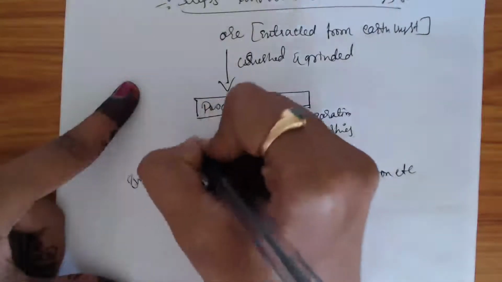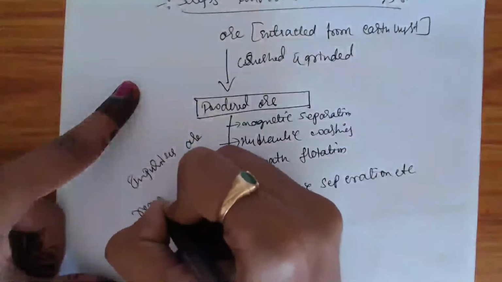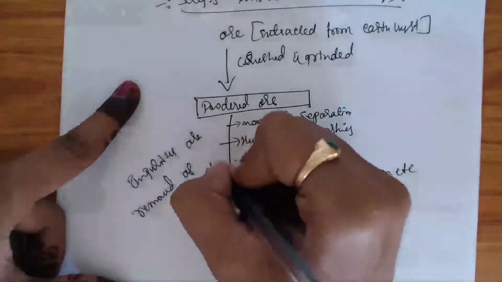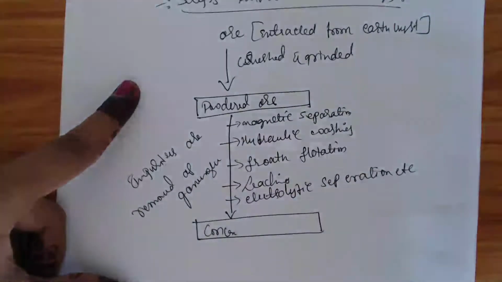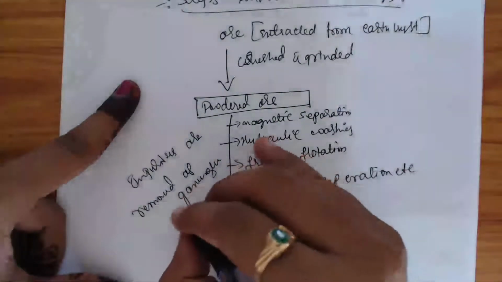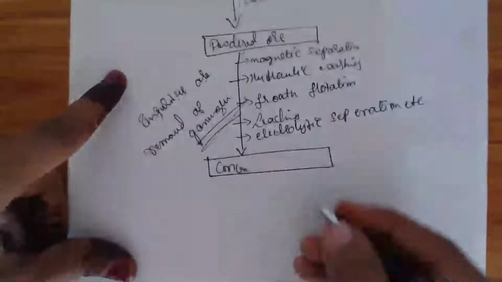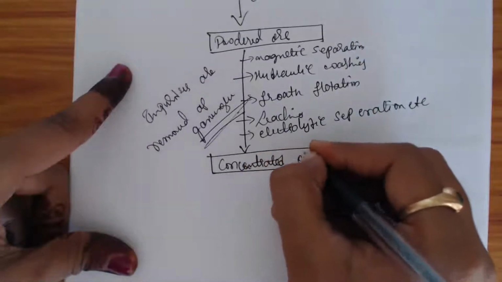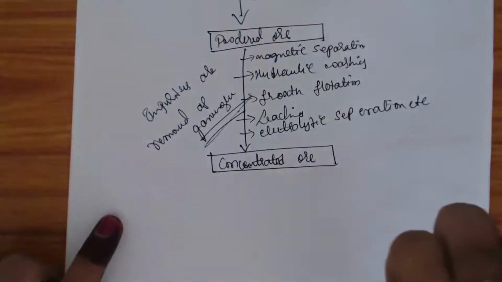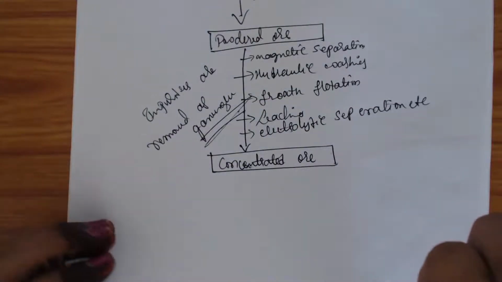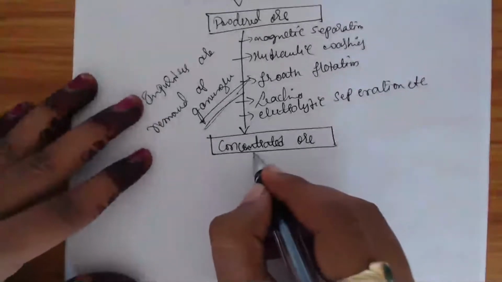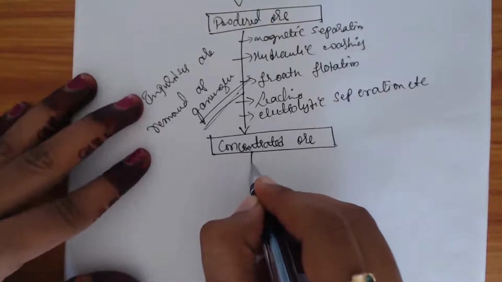Then if the powdered ore is subjected to this type of separation techniques, then the impurities are removed as gangue particles. Impurities removed as what? Gangue particles. Then we will get concentrated ore. Understood? Then we will get concentrated ore. So this concentrated ore, then it changes to what?